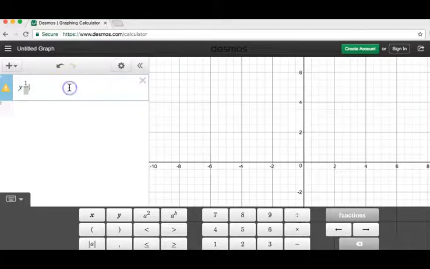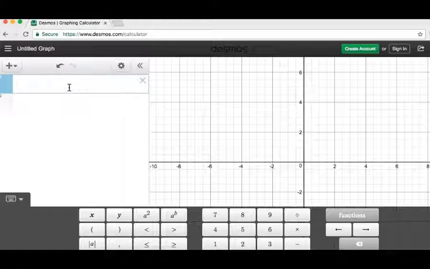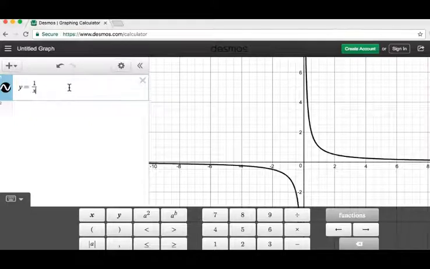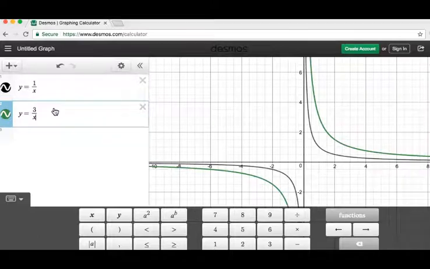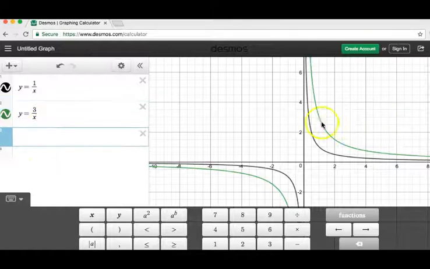is steepness. So y equals 1 on x. Y equals 3 over x. Same shape, but it's sort of wider out. It's a bit wider away from the asymptotes, but it will eventually.